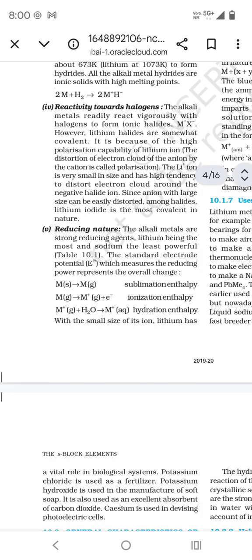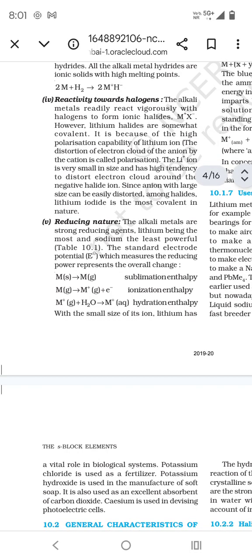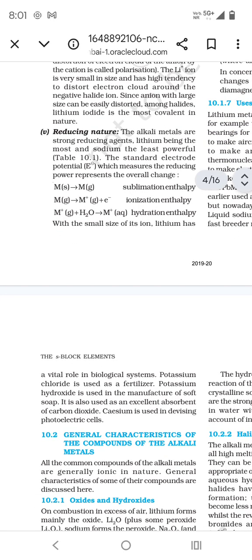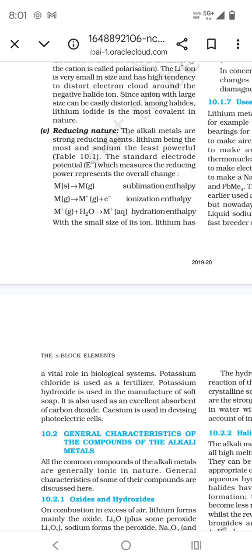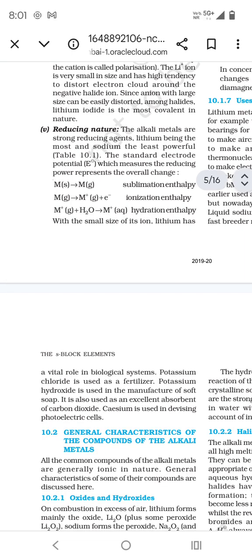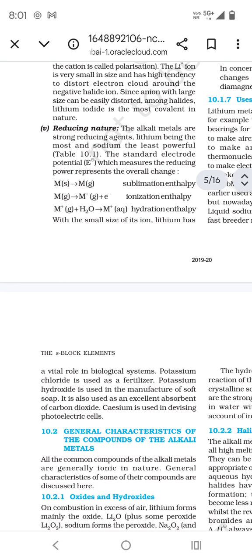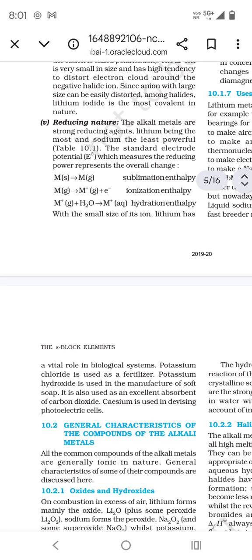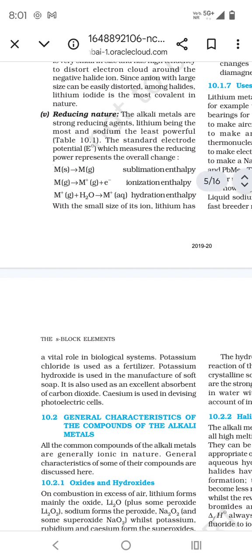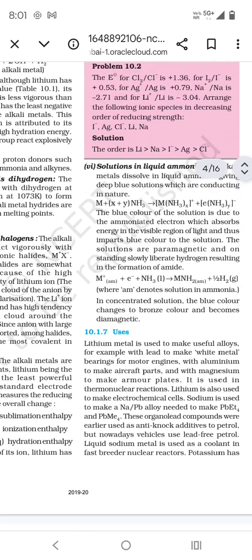The distortion of the electron cloud of the anion is called polarization. The lithium positive ion is very small in size and has a high tendency to distort the electron cloud around the negative halide ion. Reducing nature: the alkali metals are strong reducing agents, lithium being the most and sodium the least powerful. The standard electrode potential measures the reducing power and represents the overall change.